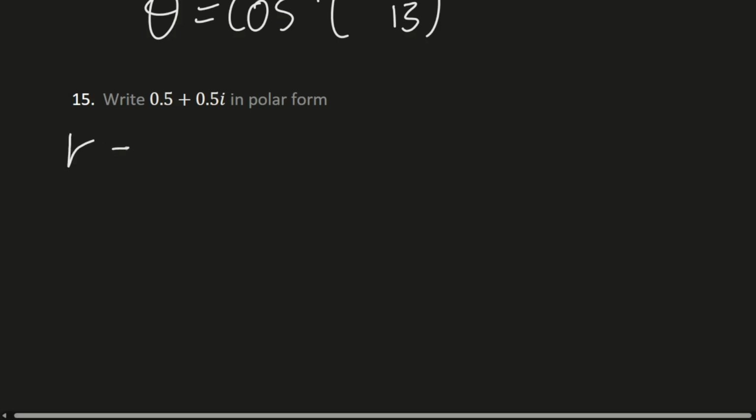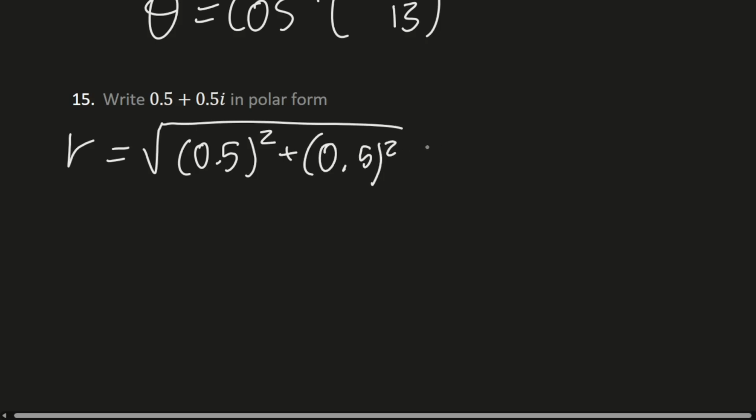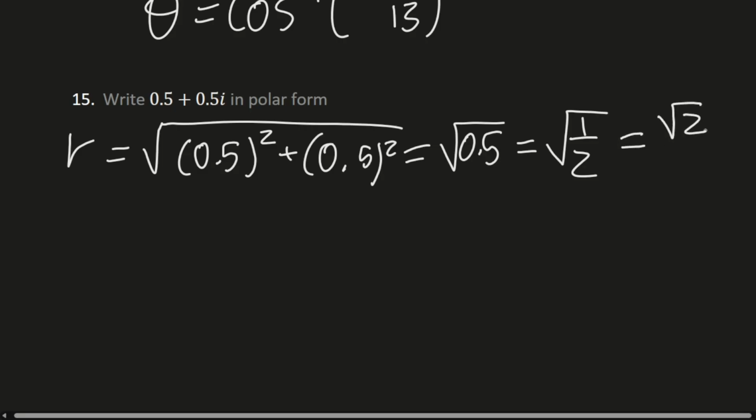This question, we're going to have x and y both equal to 0.5. That turns out to be square root of 0.5, which is equal to square root of 1 over 2. And if I rationalize the denominator, this becomes square root of 2 over 2. Since both of the parts are the same in the complex number, it doesn't matter which equation I use. I'm just going to pick this one.